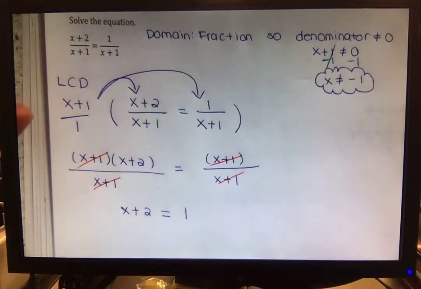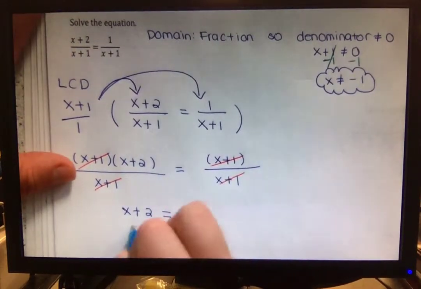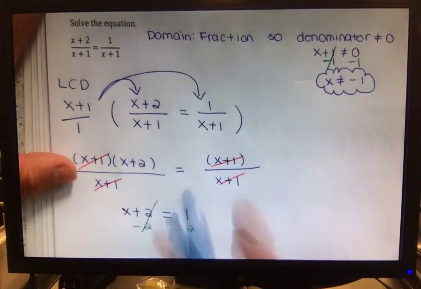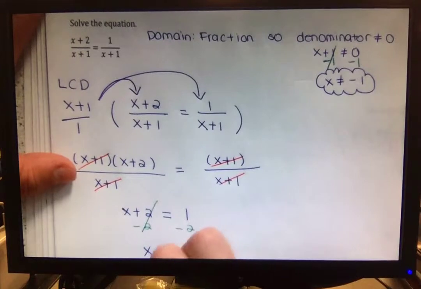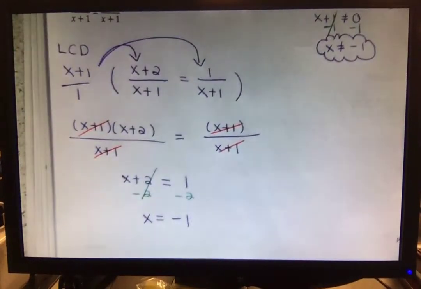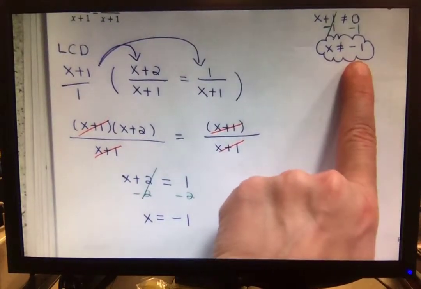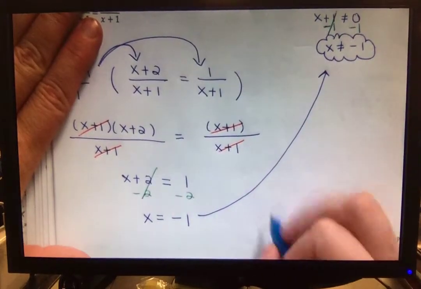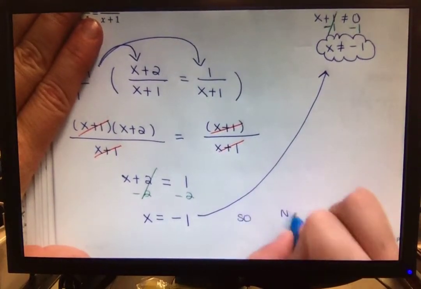How do I do so? Subtract 2 from both sides. So we are left over with x equals 1 minus 2, which is -1. Is it okay that x equals -1? No, because x cannot equal -1 was our domain. So no solution.